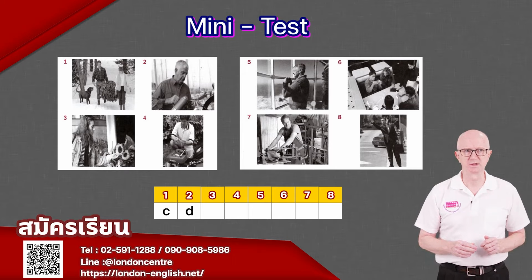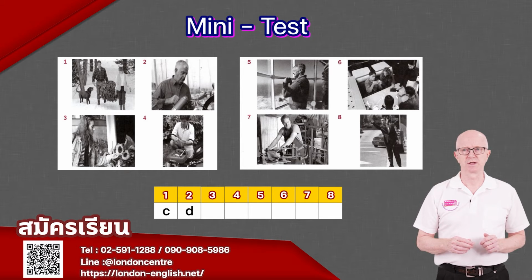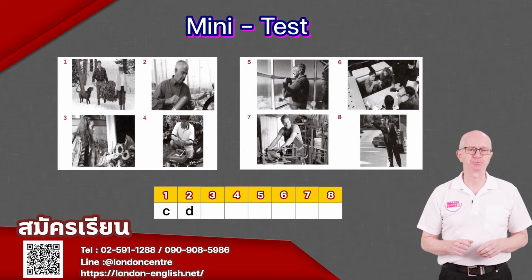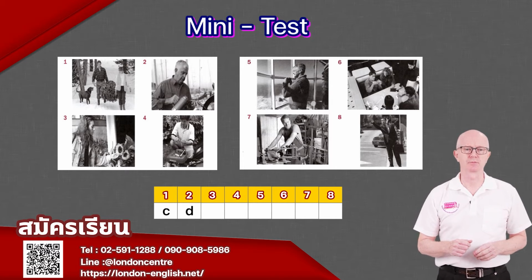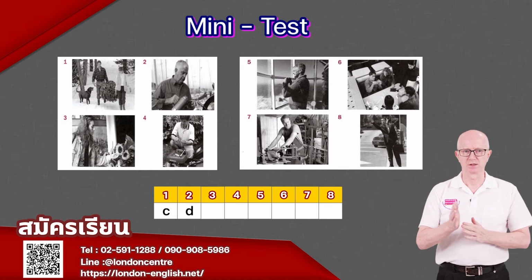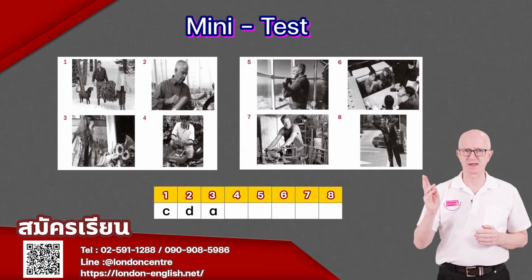Number 3. Look at the picture marked number 3 in your book. A. She's looking at a flower. B. She's buying some vegetables. C. She's sitting on the floor. D. She's picking up a flower pot. 3A is the correct answer. She's looking at a flower. Number 4.